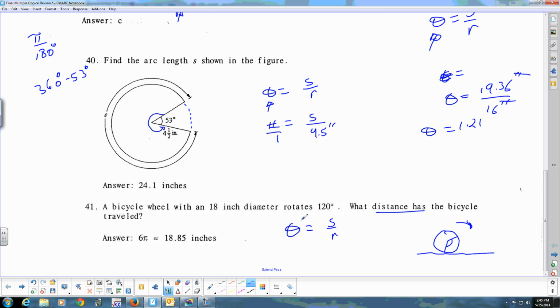I can't fill in 120 degrees here, but you guys know from the unit circle, 120 degrees is 2 pi over 3, so you'd use 2 pi over 3 in this formula. How long did it roll? 18 inches. Cross multiply, solve for S, you're done.